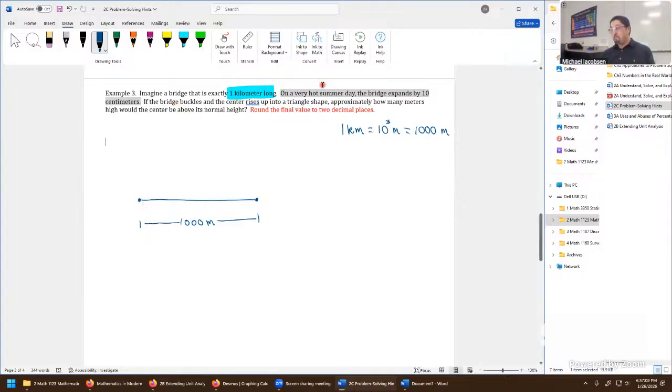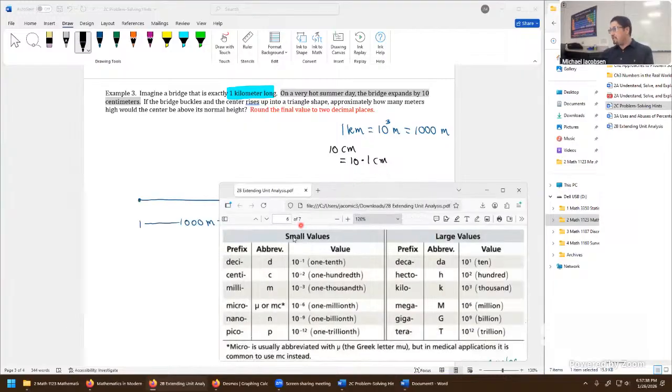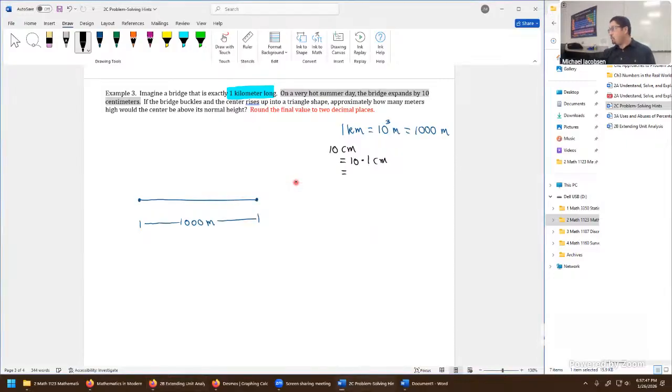Now again, it says, on a very hot summer day, the bridge expands by 10 centimeters. And compared to a kilometer, that doesn't seem like much. Let's do some unit analysis on that, choosing the unit of meter. So 10 centimeters will be 10 times 1 centimeter. That step isn't required, but I think it's a good way to just break down the problem. Because at 1 centimeter there, we can put in 10 to the power negative 2 meters. So let's put in that unit analysis here. So we have 10 times 10 to the power negative 2 meters.